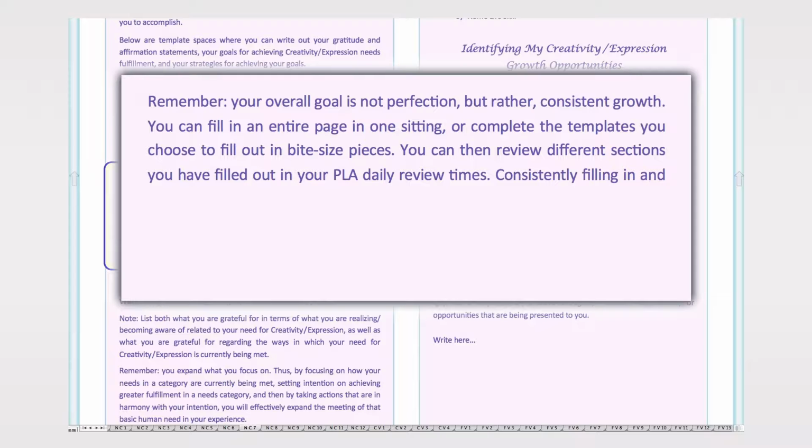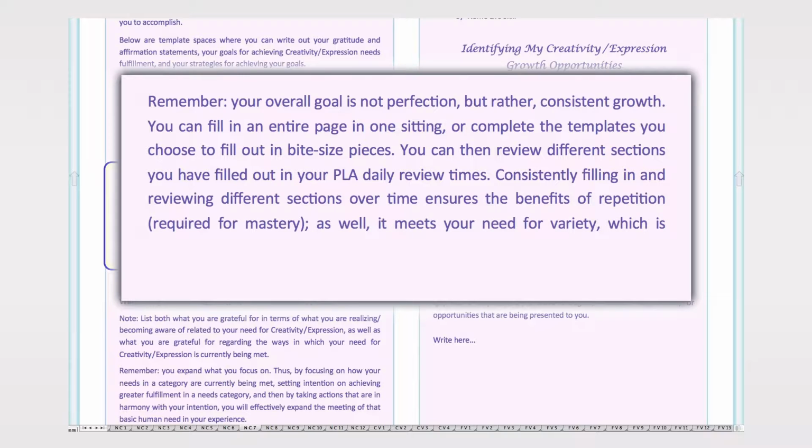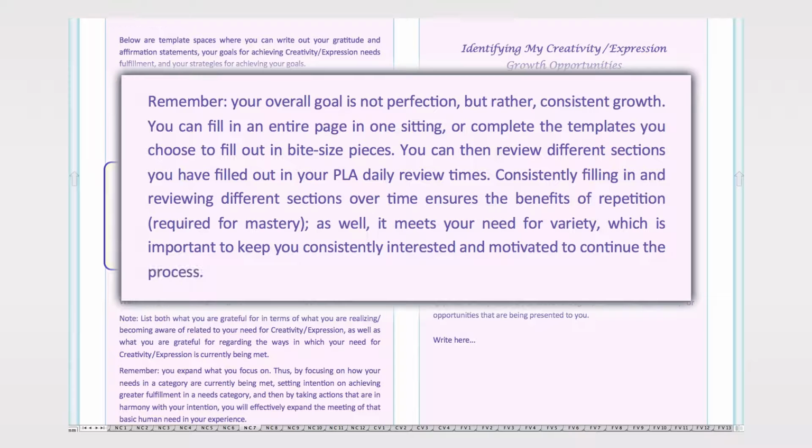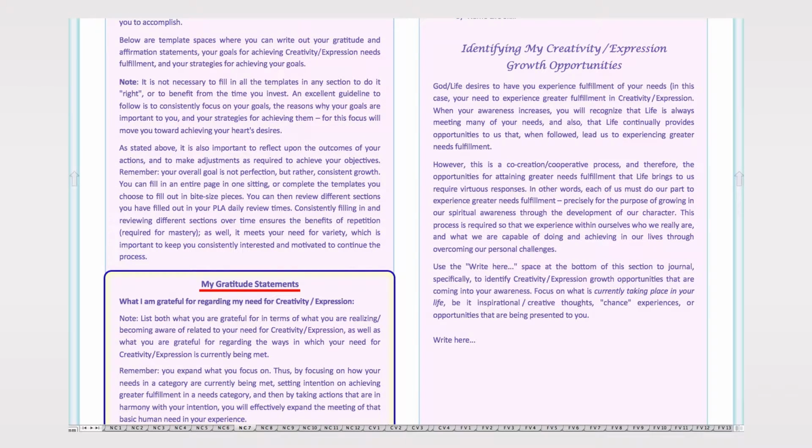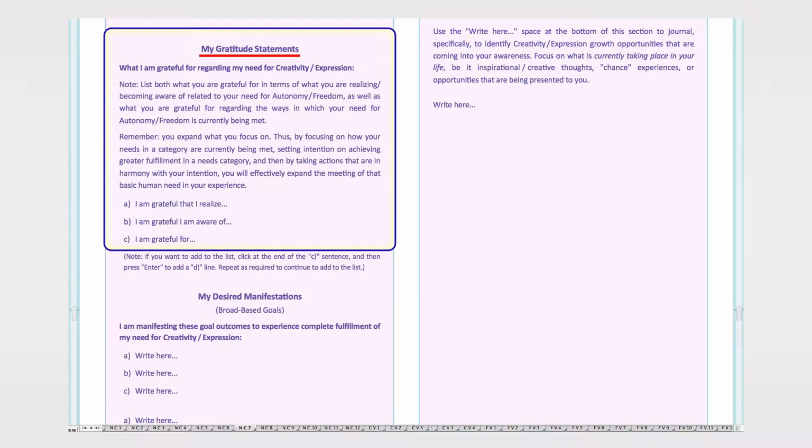Consistently filling in and reviewing different sections over time ensures the benefits of repetition required for mastery, as well it meets your need for variety, which is important to keep you consistently interested and motivated to continue the process. When working any of the GAJ pages, I always recommend beginning with the gratitude section. I'll scroll up to bring this section to the top of the page.